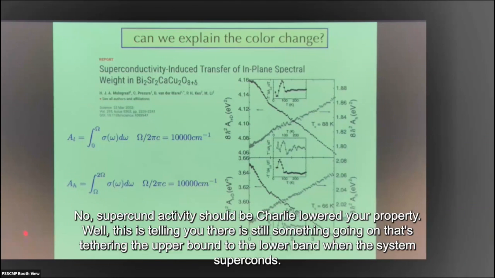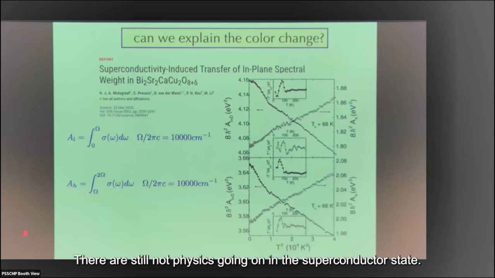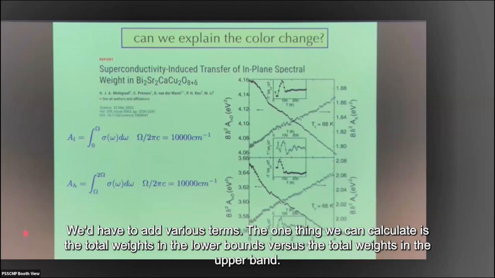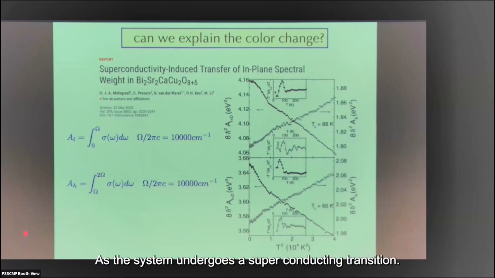Now, superconductivity should be entirely a low energy property. Well, this is telling you there's still something going on that's tethering the upper band to the lower band when the system superconducts. So there's still Mott physics going on in the superconducting state. Now, we can't calculate the optical conductivity because there's no scattering. We'd have to add various terms. But one thing we can calculate is the total weight in the lower band versus the total weight in the upper band as the system undergoes a superconducting transition.